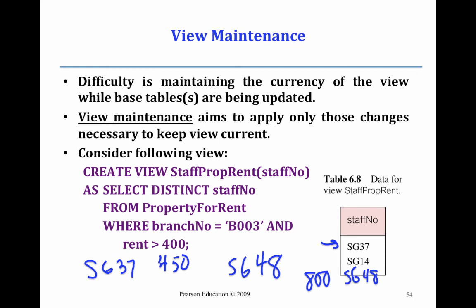What's your name? Dave. So Dave said, select distinct. So the problem is, if there were 5 properties managed by SG37, because of select distinct, the duplicates got eliminated, and we only have one entry for SG37. So if we delete a tuple associated with SG37 for greater than 400, we don't know for a fact whether we have to delete it or not. The only way we know is to go through the entire base relation again, or maybe the index, and check to see what needs to be done.